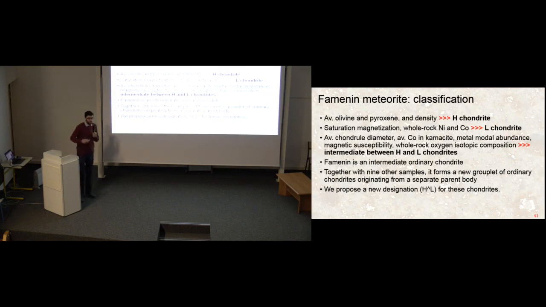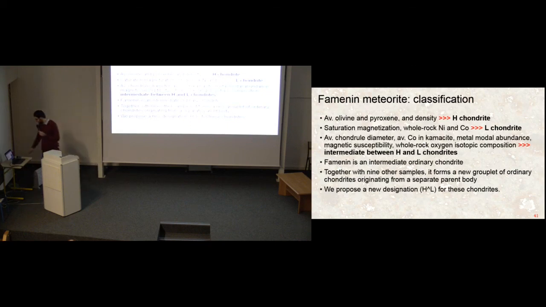So we did a study of the other HL chondrites, other intermediate chondrites, and we learned that among all the meteorites which have been known as HL chondrites in the Meteoritical Bulletin, which is the source, we see that among the intermediate chondrites, only 9 of them are really intermediate HL chondrites, and we propose HL for these new chondrites. We think that this is a new group of ordinary chondrites. So we have HL, LL, and also intermediate HL chondrites can be used as a new designation and new group of ordinary chondrites.